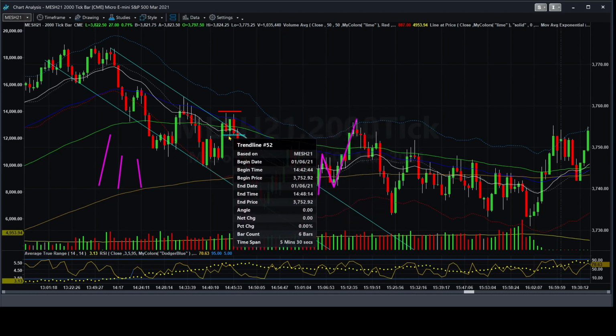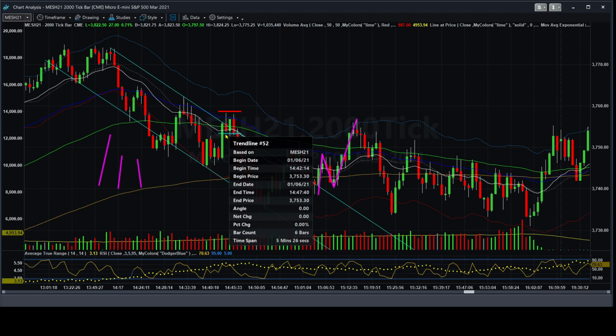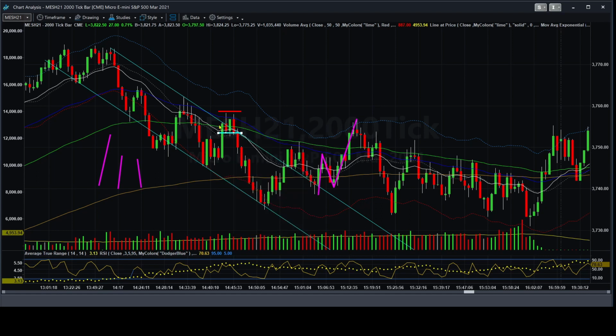The entry order should come around here, 1 tick below this signal bar, using a stop market or a stop limit order at this point. And off it goes, because the next bar, this green bar, actually executes the order here.